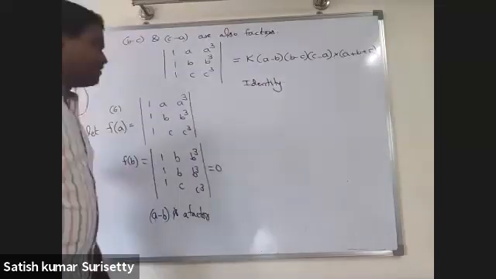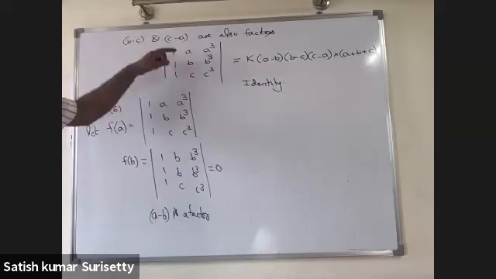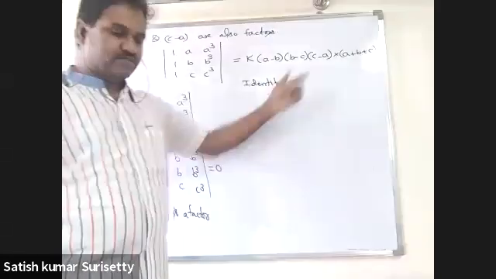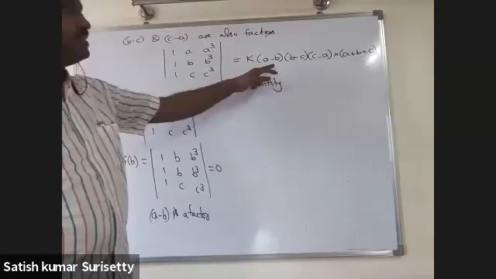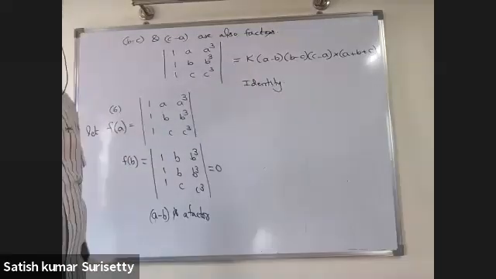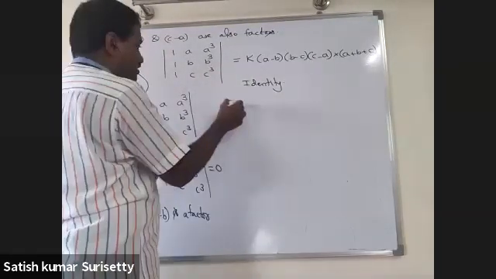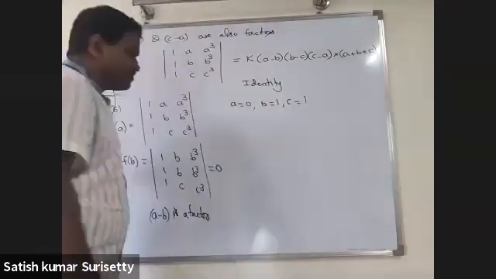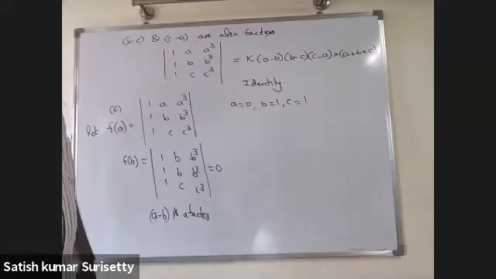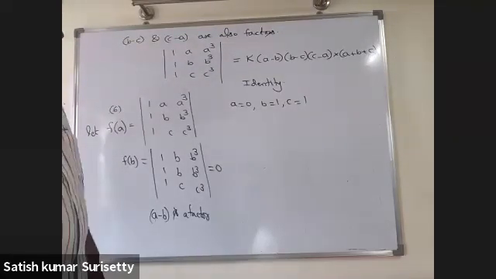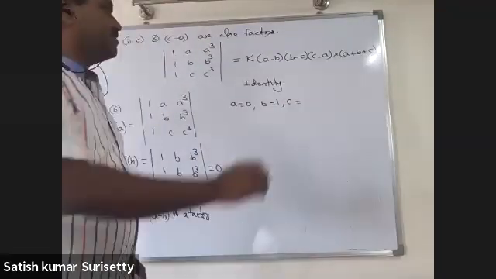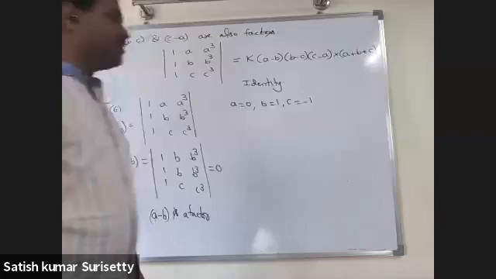To find the k value, you substitute some values of a, b, c such that the left side is non-zero as well as the right side is non-zero. In case the left side or right side is 0, then you change the values. Take some numbers. a equal to 0. Can I take b equal to 1, c equal to 1? No. Why? Because the right side will become 0. Can I take b equal to 1, c equal to minus 1?